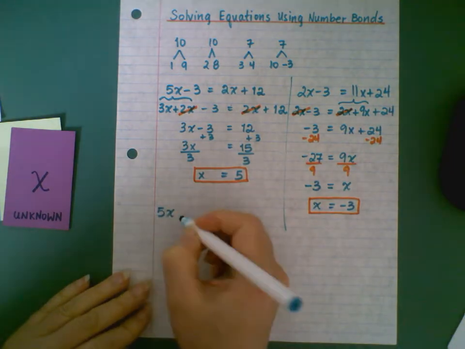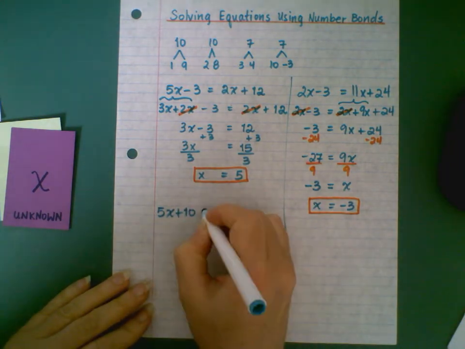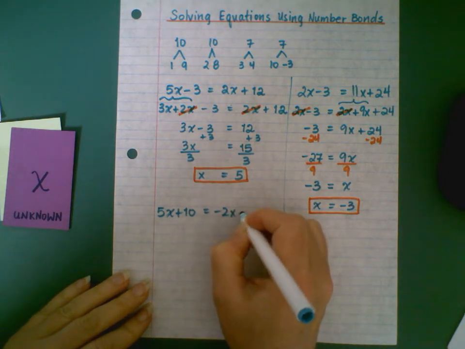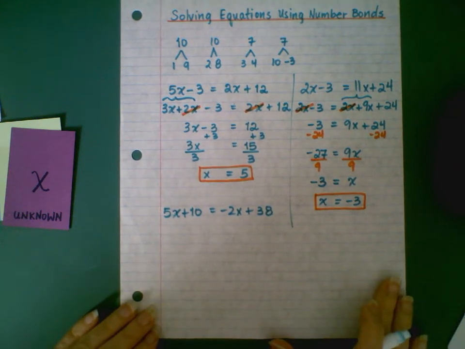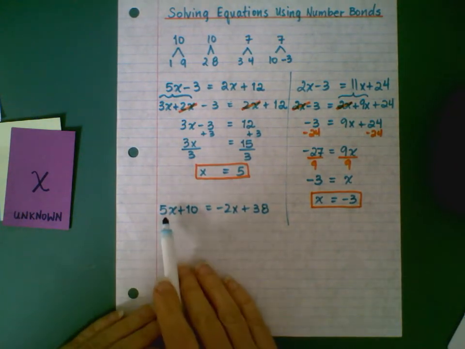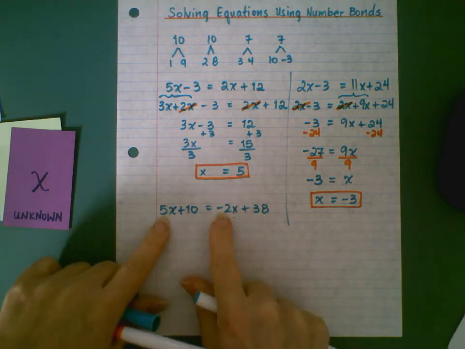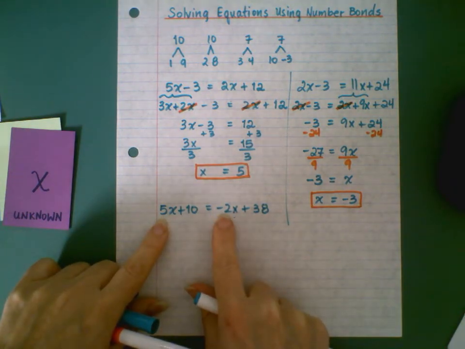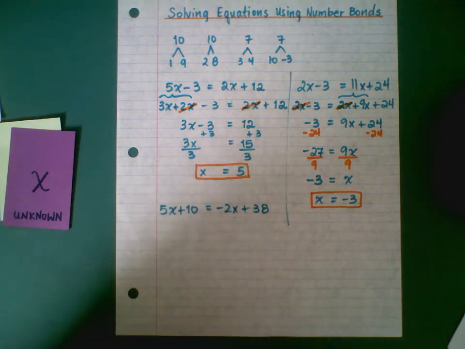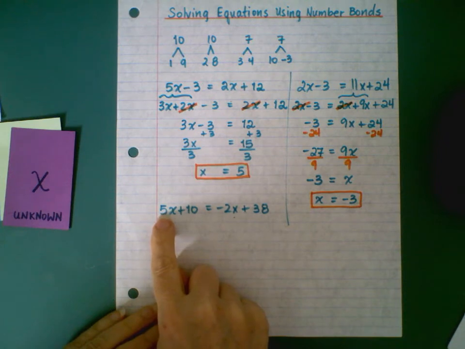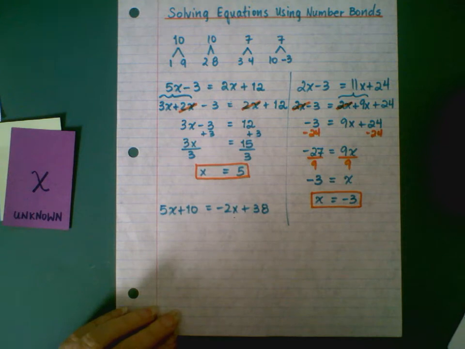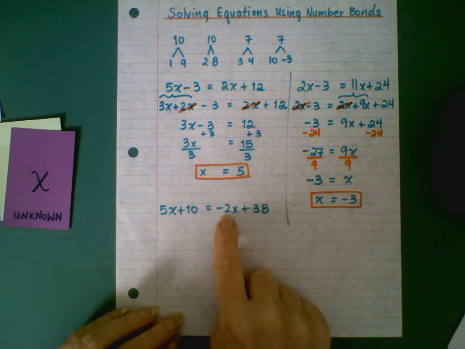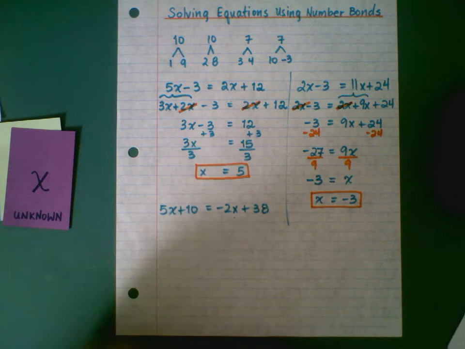So 5x plus 10 equals negative 2x plus 38. Okay, so this time I'm going to use a number bond again, but I have to take into consideration that this 2 is a negative. So I have a couple of possibilities. I can play around with different combinations that add up to 5, but that have a negative 2 in them. Or I can play around with combinations that add up to negative 2 and have a 5 in them.